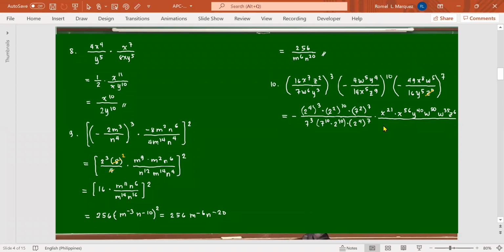What about in the denominator? W raised to 18. Is there another W? No more. Y raised to 9. We have Y raised to 35. Here, X raised to 50. And then Z raised to 90. No more? Was I able to write everything, guys? Yes. Okay, let's combine powers of 2.